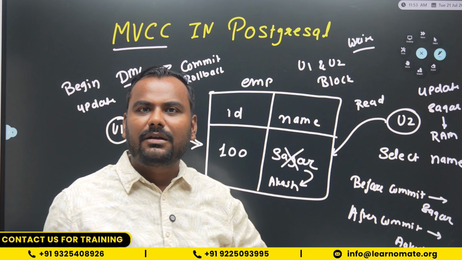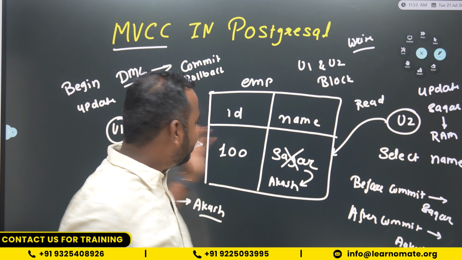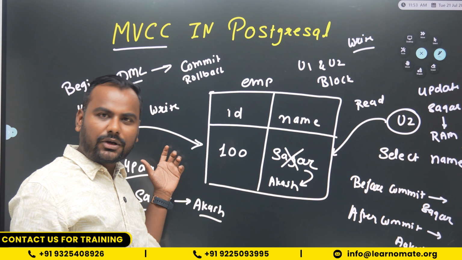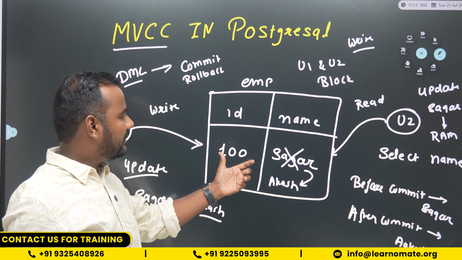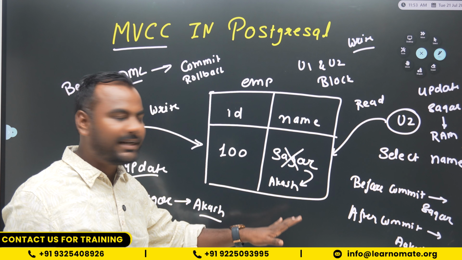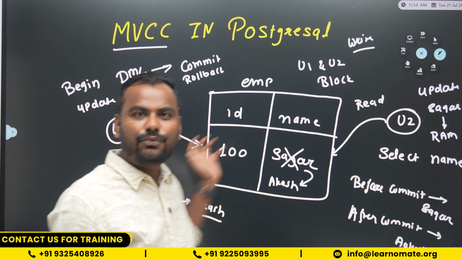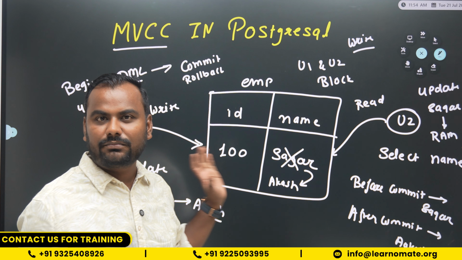That is not possible. So U2 user, because let's say this is the row level locking. U1 has tried to update the name. So the row level locking has been created. U2 cannot update at a time. Why? Because U1 is already holding that row.